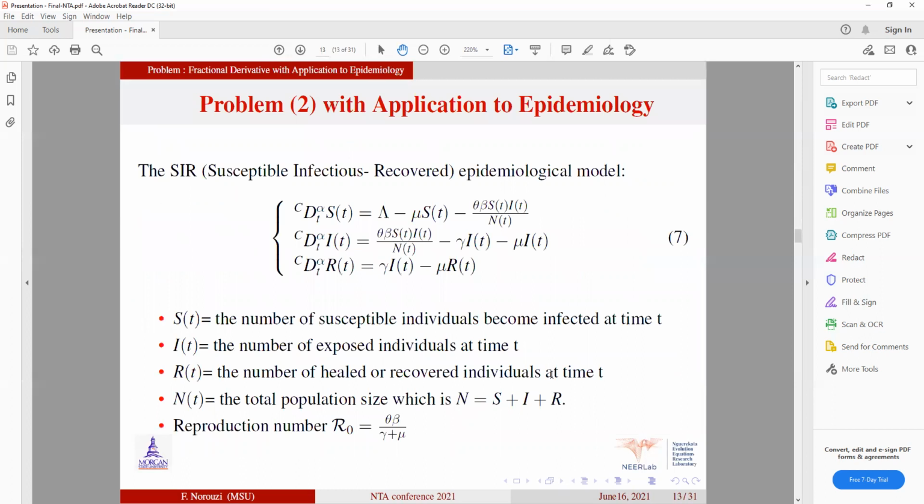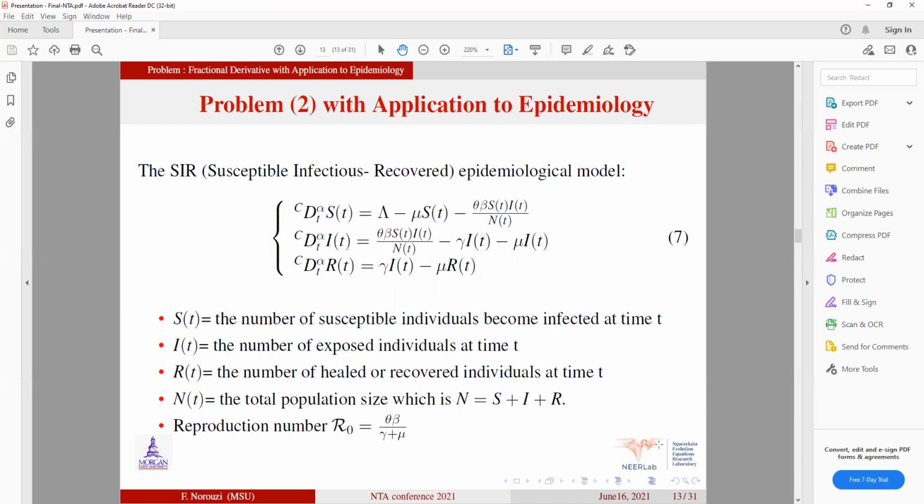Our problem is introduced as shown, problem 7. We have the SIR, susceptible, infectious, recovered, epidemiological model. We represented this model in the Caputo sense, and we have S of t as the number of susceptible individuals who become infected at time t. We have I of t as the number of exposed individuals at time t, and R of t as the number of healed or recovered people at time t. And of course, N of t is the total population.